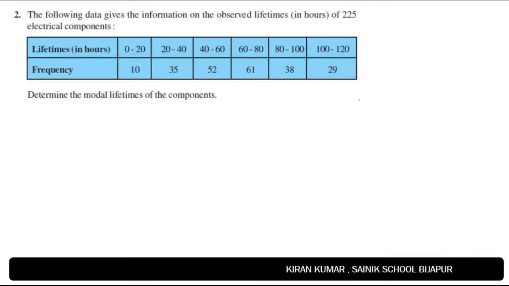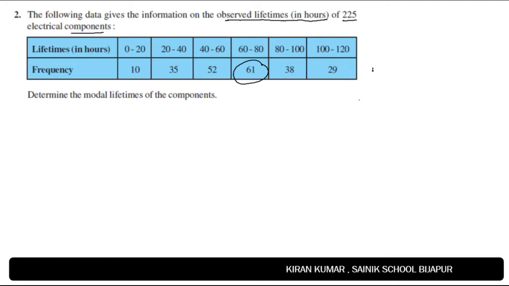Question number 2. The following data gives an information on observed lifetimes in hours of 225 electrical components. The lifetimes are being mentioned in terms of class interval and frequencies are given. The first thing is we need to identify the modal class. Here 61 is having the maximum frequency, therefore the modal class is 60 to 80.